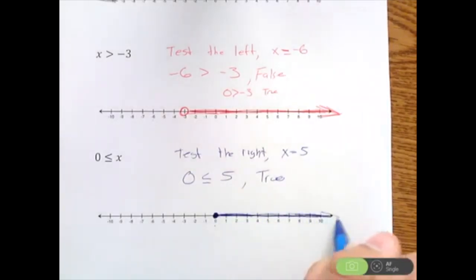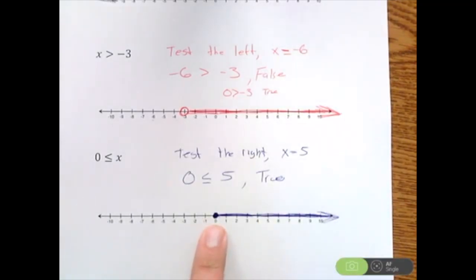So what this means is all these numbers over here that are shaded in are all solutions to this problem, including 0 because it's a filled-in circle. And that was graphing inequalities.